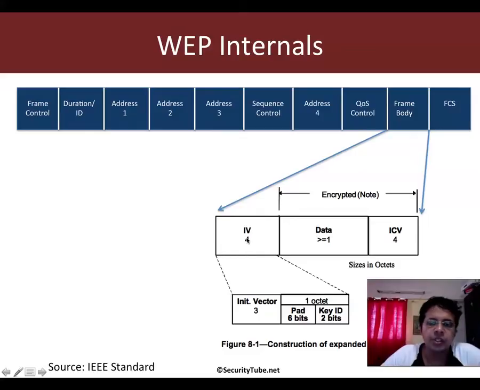Now let's come to the initialization vector and understand it a little bit more in detail. The initialization vector header field consists of two parts. One is the actual initialization vector data, which is 3 bytes in length, and then you have 1 byte consisting of 6 bits of padding and 2 bits of key ID. So what is this key ID?